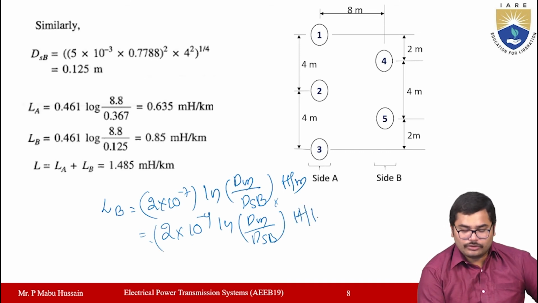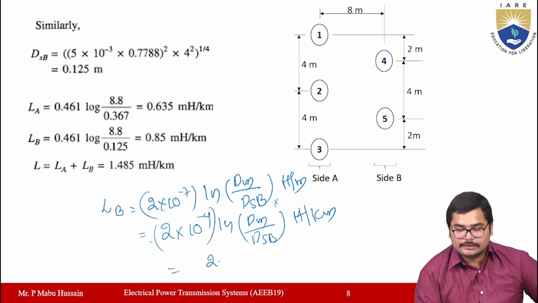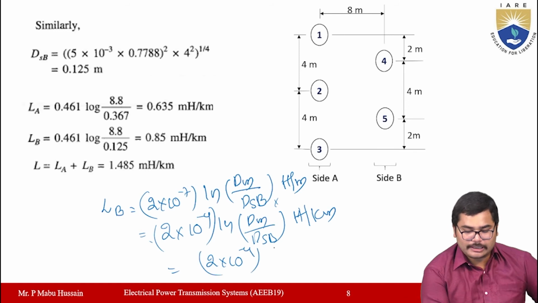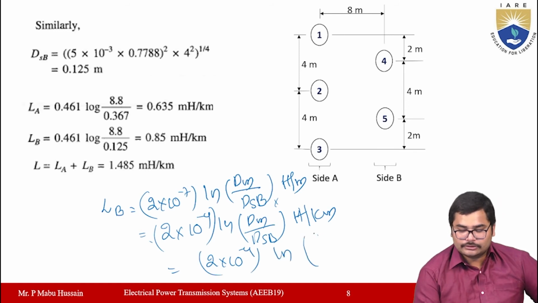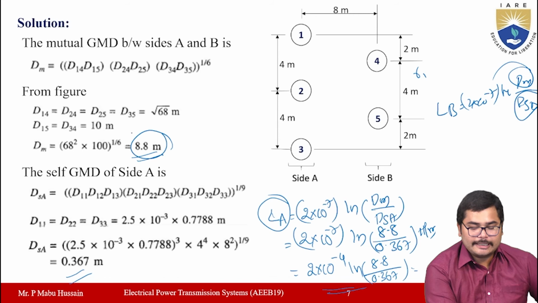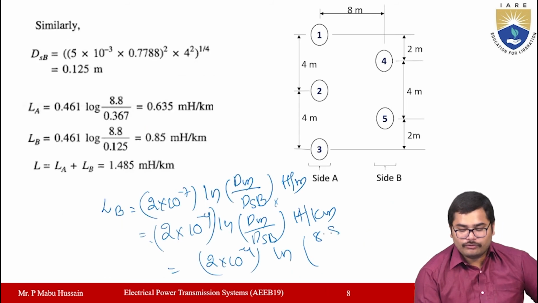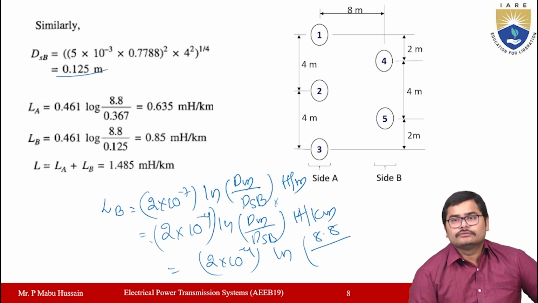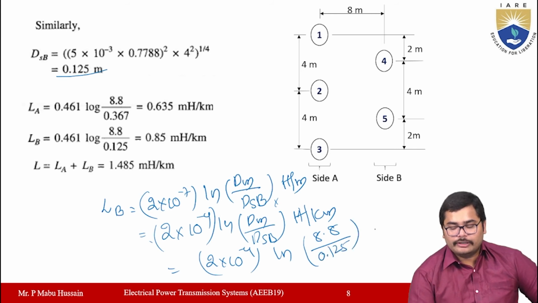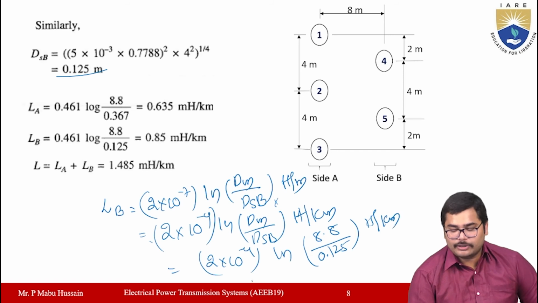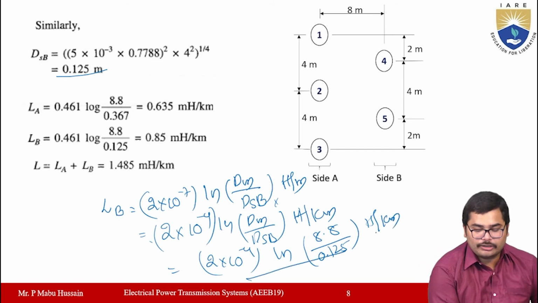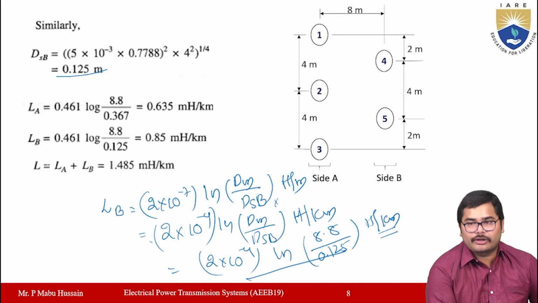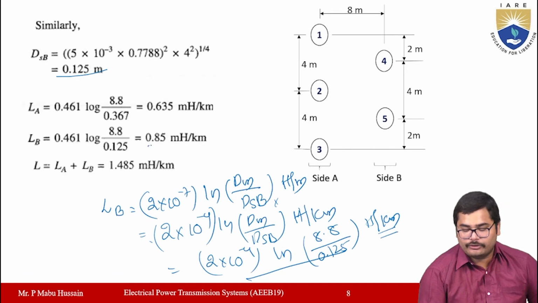Okay, so now you substitute the values. 2 into 10 power minus 4 ln, dm value here, from the previous slide, is 8.8, so 8.8 by DSB, which is 0.125, in henries per kilometer. So now if you calculate this value, you get 0.85 into 10 power minus 3 henry per kilometer.